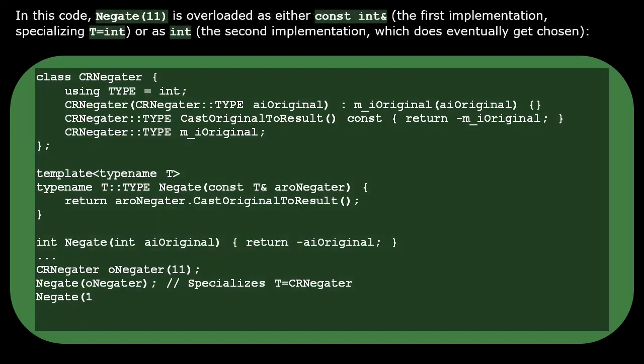Now, consider what happens when negate gets called this way. Function overloading is occurring here. The parameter 11 could match with parameter type constant reference to int, which is what the first implementation would have if that template specializes T to int. Or the parameter 11 could simply match with int, which is the second implementation.